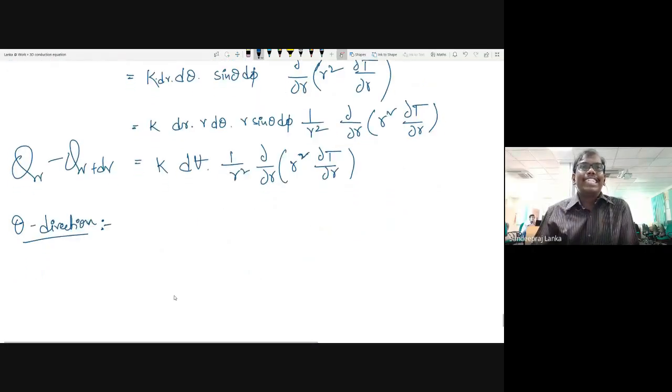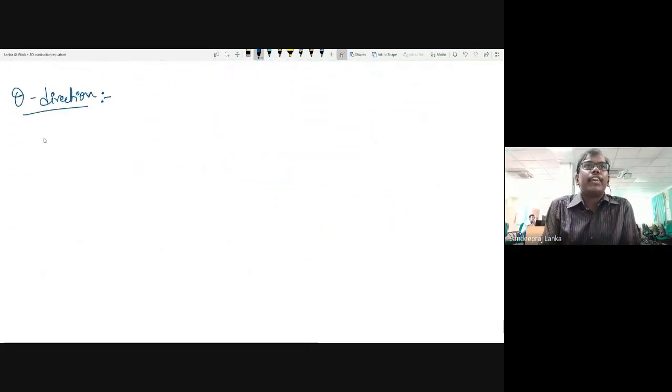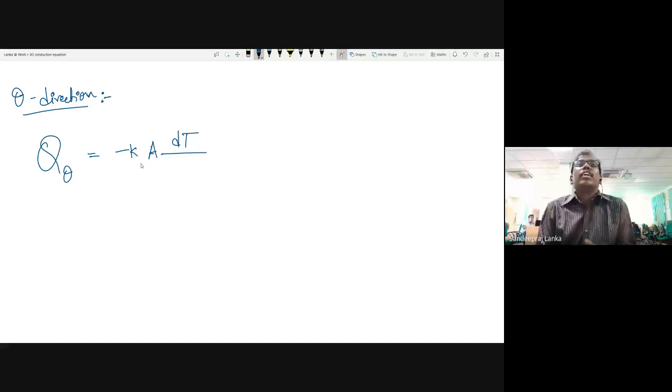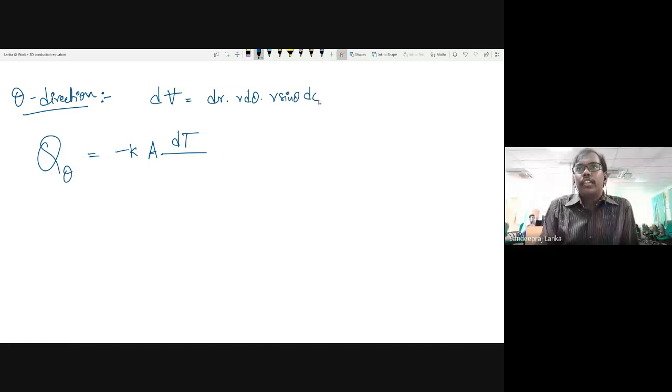Moving on to theta. Let's write it for theta now. Q theta. What it is, I will write here minus k into A into dT by. Let me wait here. Let me write the volume again here so that I can explain it better. dr into r d theta into r sine theta into d phi. This is what your dimensions are. These are the 3 dimensions.